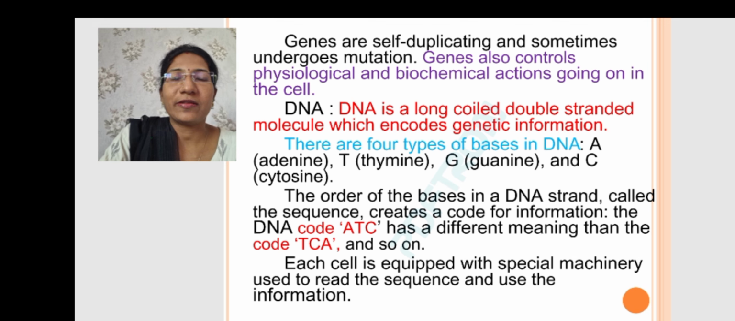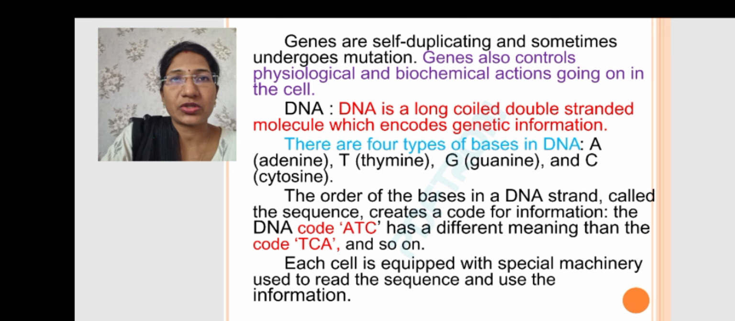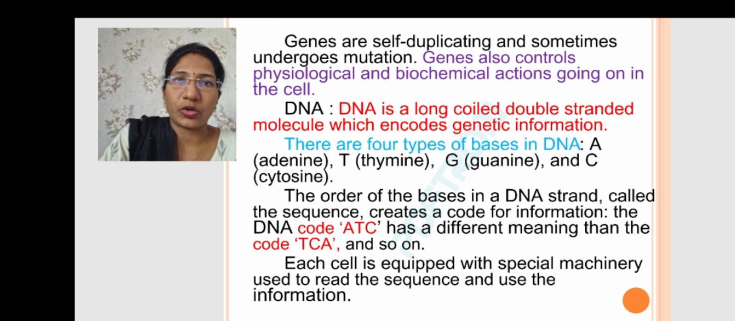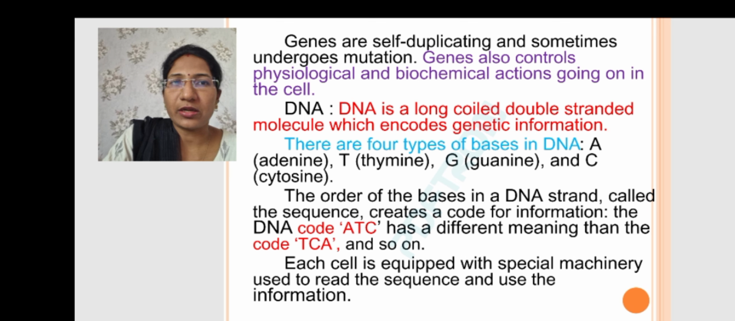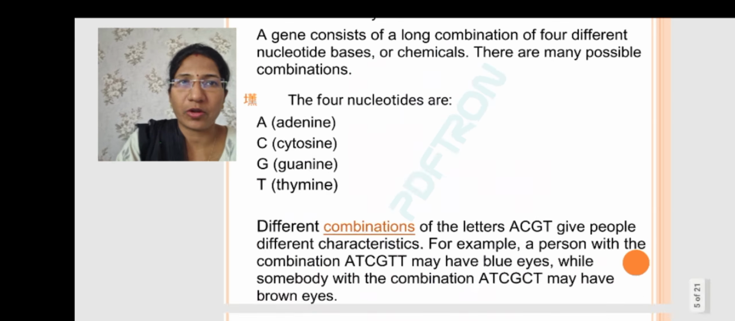The DNA is a long coiled double stranded molecule which encodes the genetic information. There are four types of bases in the DNA, that means deoxyribose nucleic acid: adenine, thymine, guanine and cytosine. The order of bases in a DNA strand is called a sequence, and that creates a code for information. The DNA code ATC has a different meaning than the code TCA and so on. Each cell is equipped with a special machinery which is used to read the sequence and use the information.